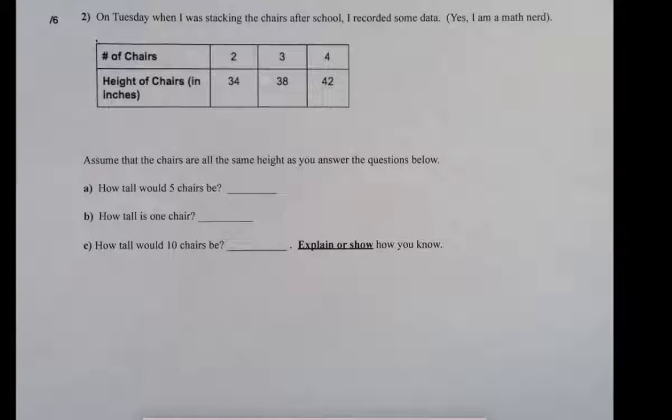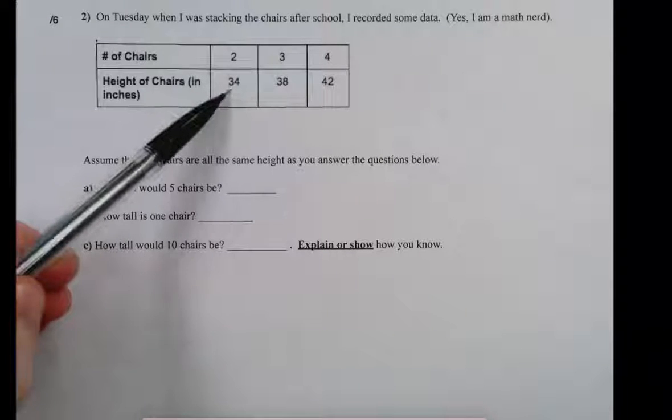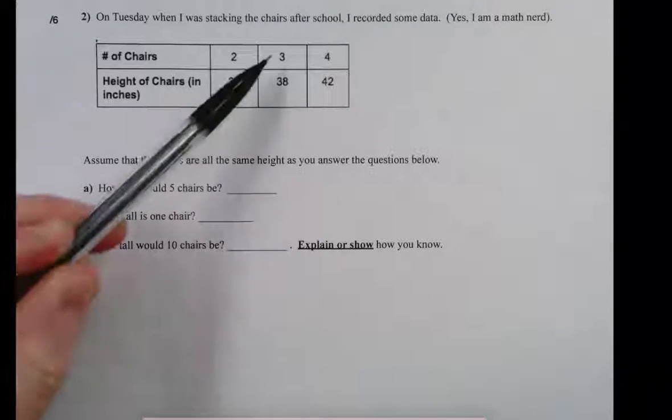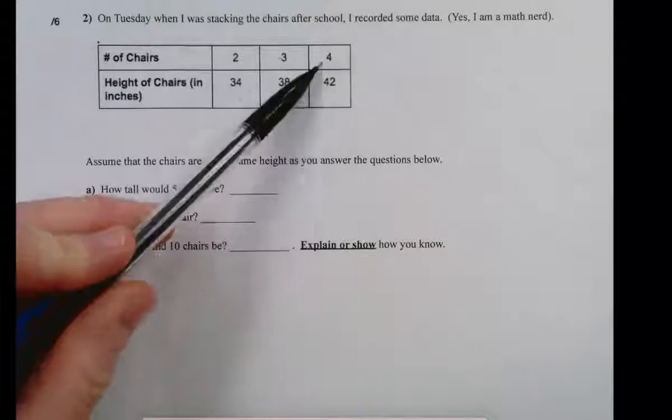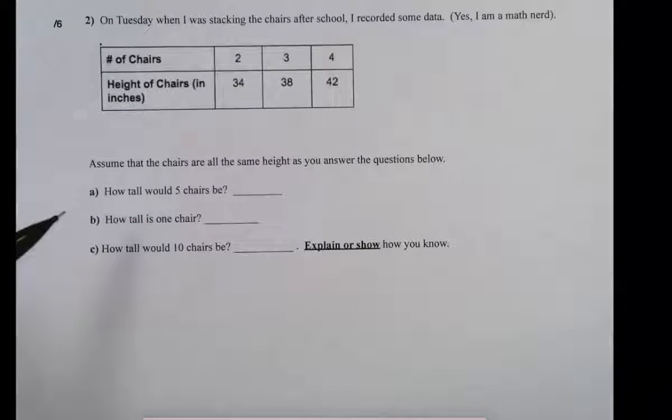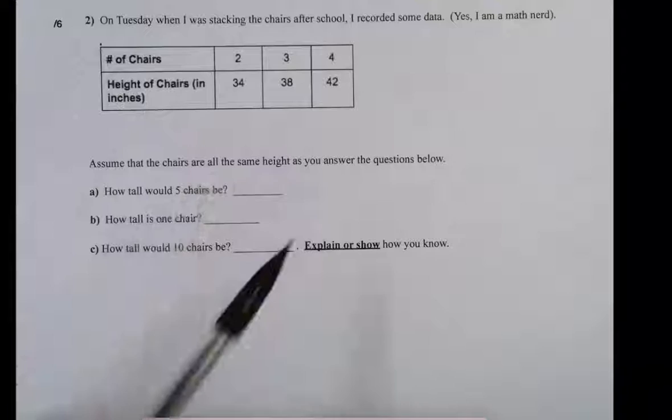All right, this is a long problem, so this video will be a little longer than most. On Tuesday, when I was stacking the chairs after school, I recorded some data. So 2 chairs were 34 inches tall, 3 chairs was 38, and 4 chairs was 42. Assume that the chairs are all the same height as you answer the question below. So it's kind of like the cup stacking problem. How tall would 5 chairs be?